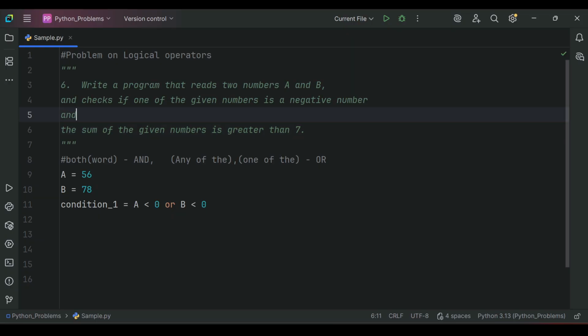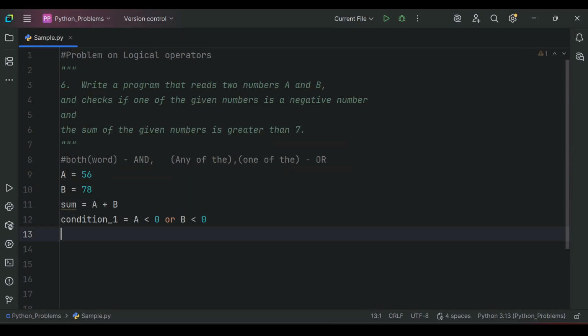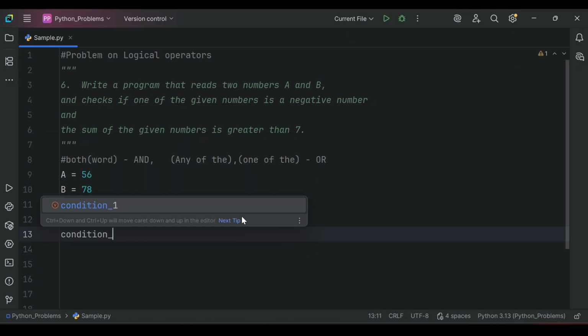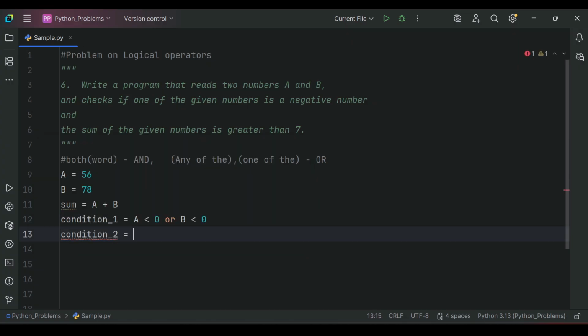Next, this or is coming under this checks. Now what is the second condition? The sum of the given numbers is greater than 7. He is saying then sum is equal to a plus b. And condition 2 is equal to sum of the given numbers is greater than 7.